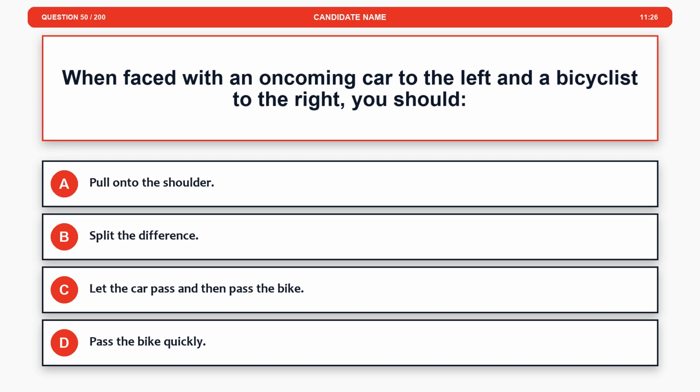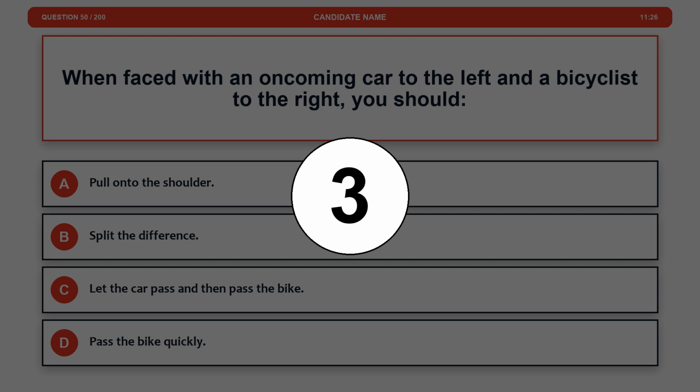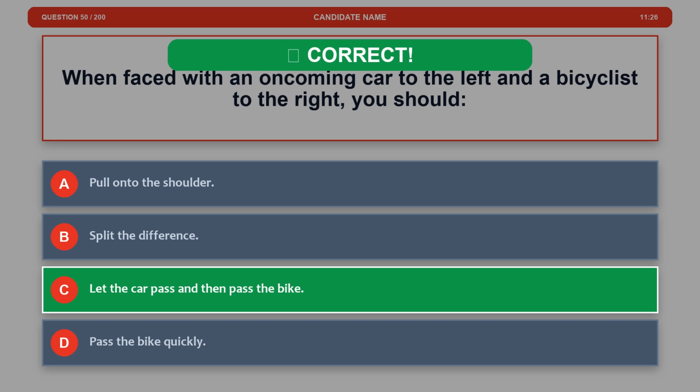Question 50. When faced with an oncoming car to the left and a bicyclist to the right, you should. Option A, pull onto the shoulder. Option B, split the difference. Option C, let the car pass and then pass the bike. Option D, pass the bike quickly. The correct answer is option C, let the car pass and then pass the bike.